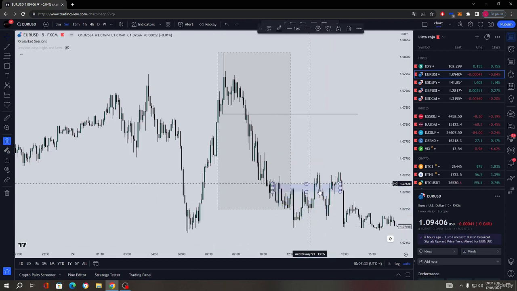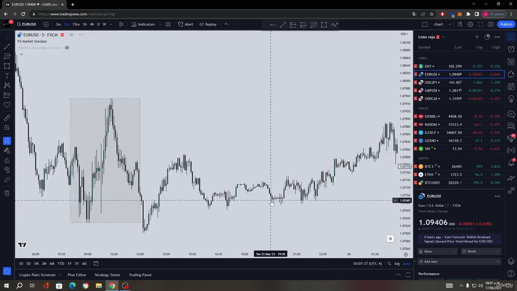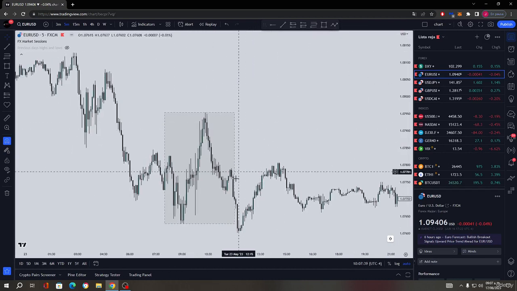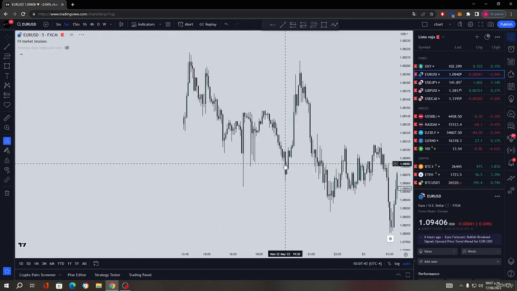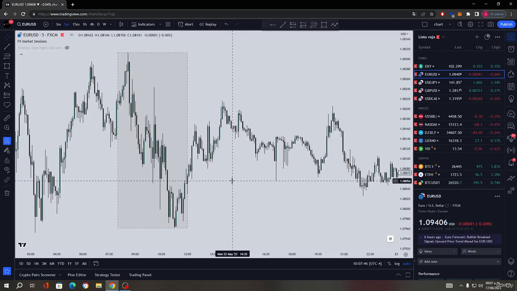So that's pretty much the balanced price range, and that's just what you use it for, okay? You use it for knowing if the price is going to go to your imbalance or if it's going to just continue to trend lower, okay? That's how you use them, and that's pretty much what you just need.